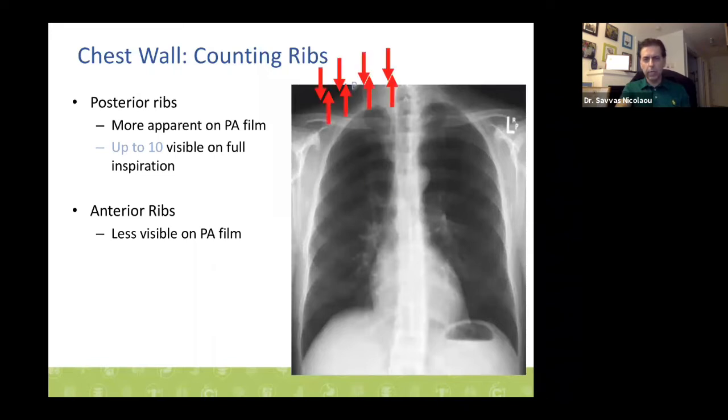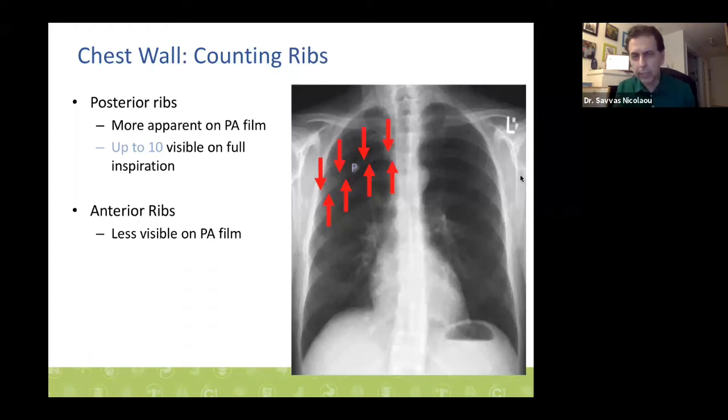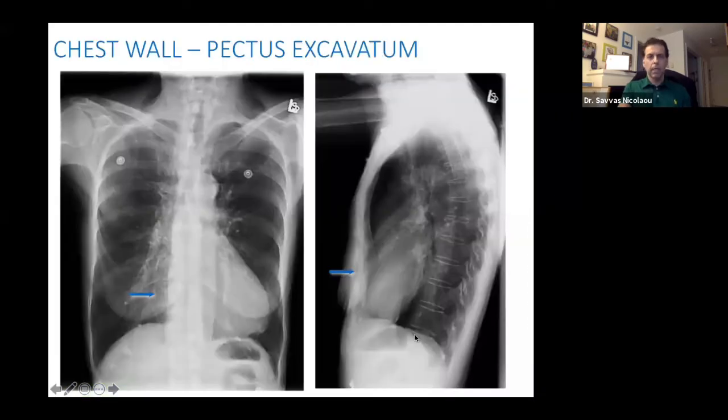We talked about how we count ribs. We can count them posteriorly because we can see the ribs posteriorly. We count initially the first rib on the left or the right, which is the first anterior rib, and then we can count posteriorly rib 2, rib 3, 4, 5, 6, 7, 8, 9, 10. Easy to count the posterior ribs, but you can also count the anterior ribs, rib 1, rib 2, rib 3, 4, 5, 6. Not as easy, but you can.